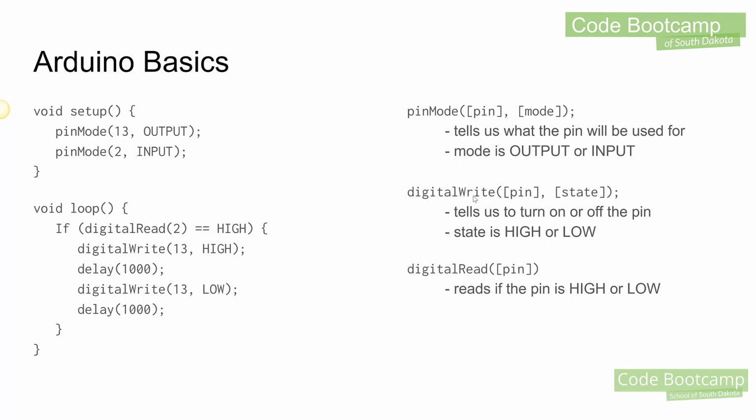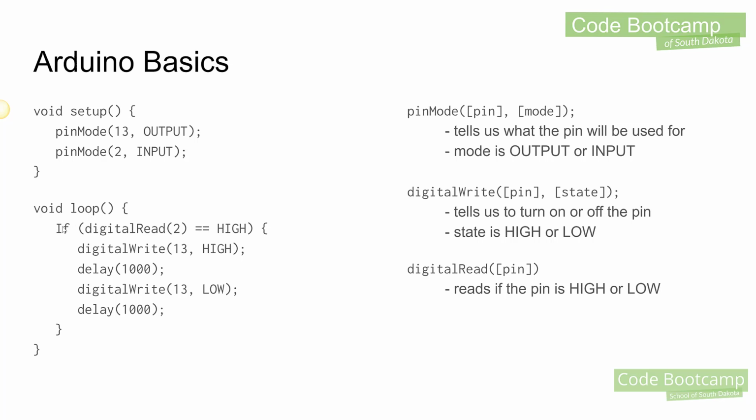Now in order to send a high or low, we're going to use digital write, again the pin and the state, and those states are high and low respectively. And then digital read takes 1 pin, which is what pin you want to know the value of, and then it will return a high or a low. Now I did do a little bit of an example here.